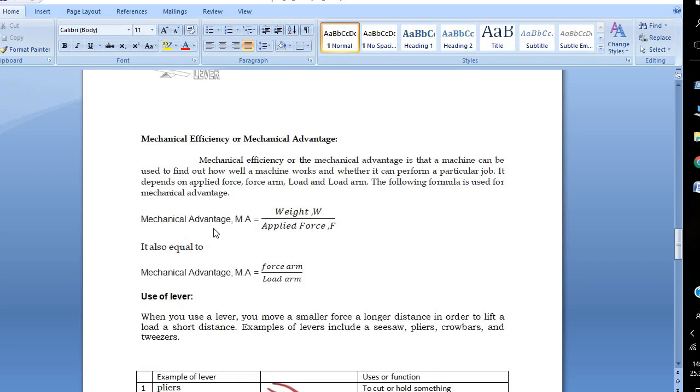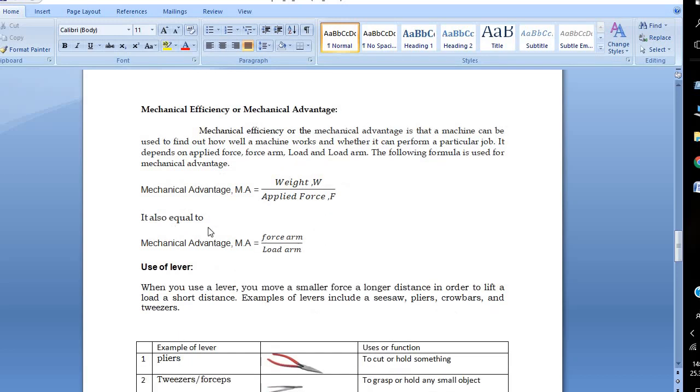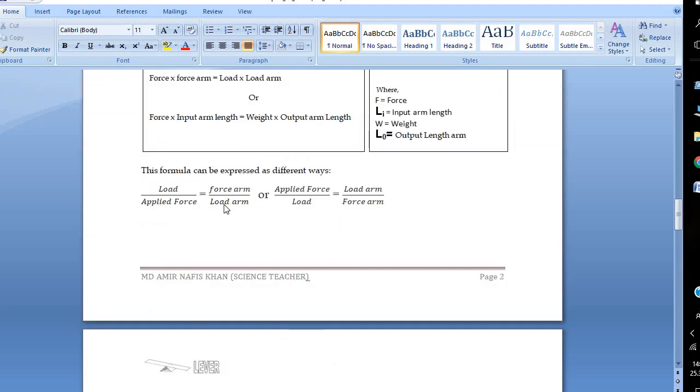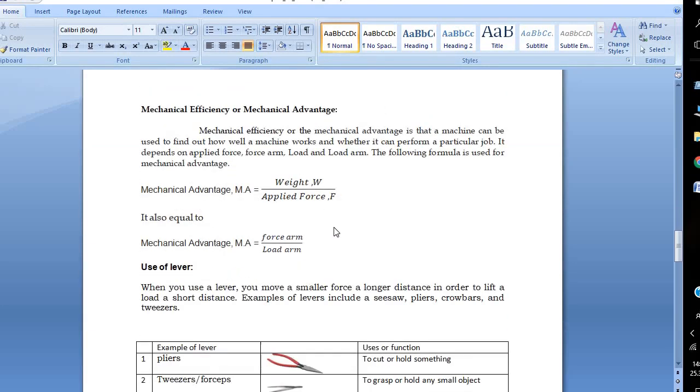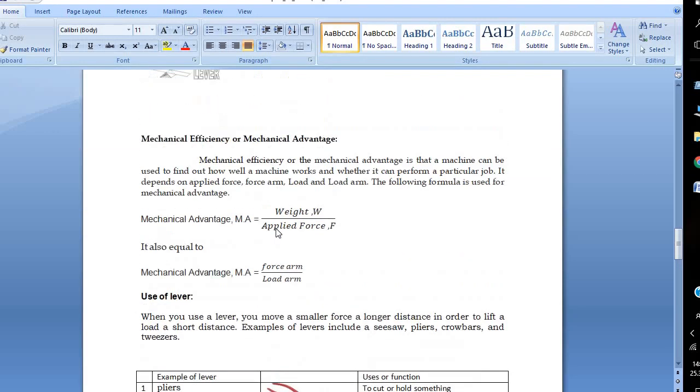A very easy formula: weight divided by applied force. That means the mechanical advantage, M for mechanical and A for advantage, is equal to the weight W divided by the applied force. It is also equal to the force arm divided by the load arm, because you can see this is the force arm by the load arm. That means it is equal to load by applied force. You can write these things. So these are the formulas. You have to remember these things, because in the mathematics of the lever you have to calculate this.